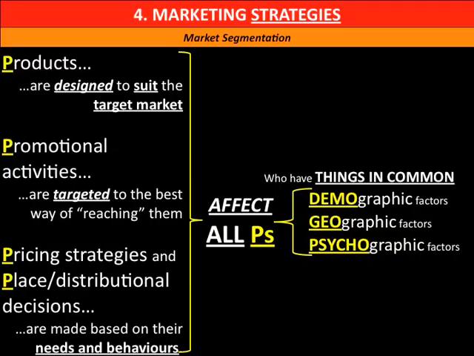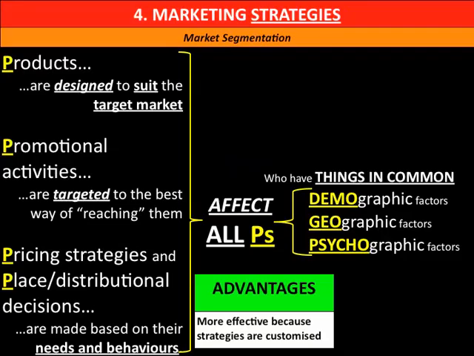Same thing goes for pricing strategies and place or distributional decisions. They need to be made based on the people's needs and their behaviors. Their behaviors would have a lot to do with their psychographic factors, but also the demographic factors as well. Certain demographics will prefer different pricing strategies and will prefer different places or distributional decisions. So really, it's not split up, right? The segmentation process is involved in all of the Ps. So it is very important that you understand that you need to not just segment the market, but then use the Ps to appeal to the market or markets that you've chosen.